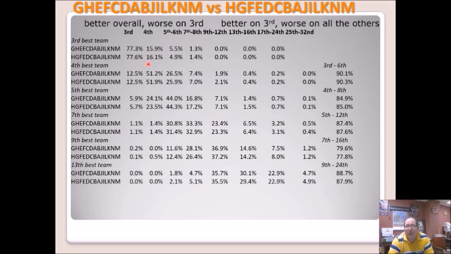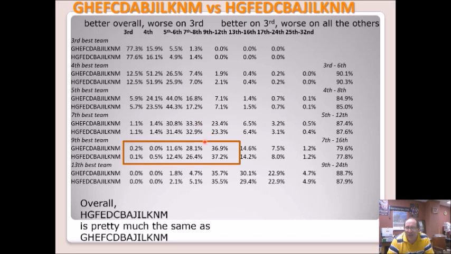These are just different ones, so don't worry about that. That's just a holdover. If you look through here, I'm not going to go through it too much. There's really not much difference between them. Small differences, 0.5% and things like that, are within the statistical noise. The only one where it actually looks like there could be a real difference is down here for the 9th best team, that there could be some variation in that. But otherwise, overall, HGFEDCBA JIKLKNM is the same as GHEFCDBA JILKNM.